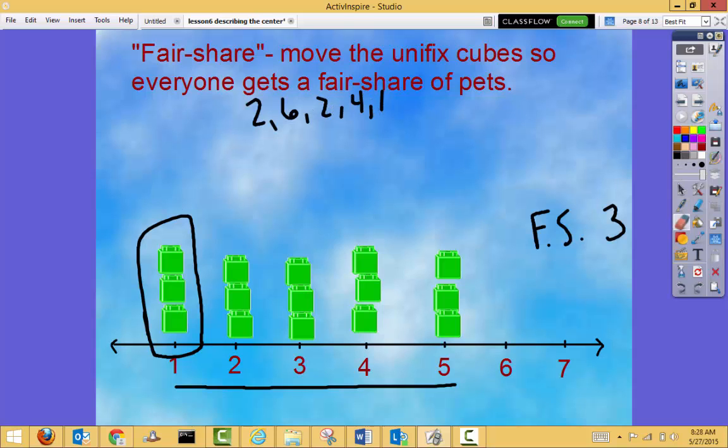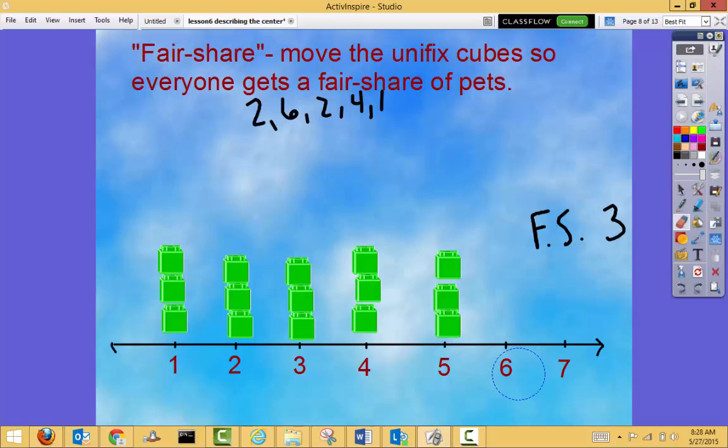And remember with my mean, what did I do? I add up all my numbers. So this is 2 plus 6 is 8 plus 2 is 10. Then I have plus 4 and 1 is 5. This would be 15. So that is my step 1. I add up all my numbers.